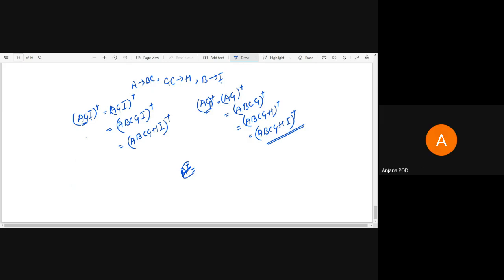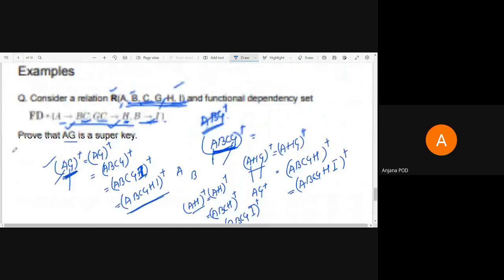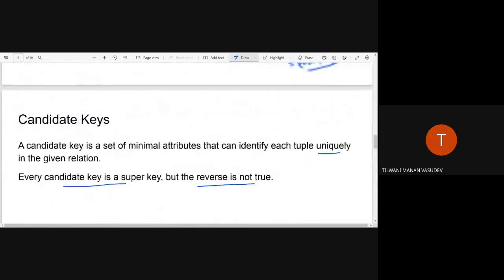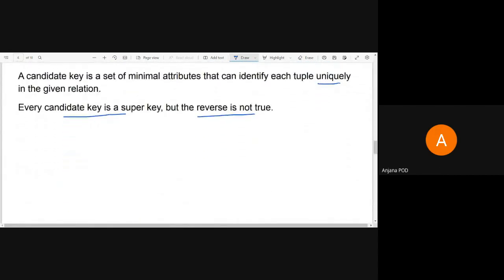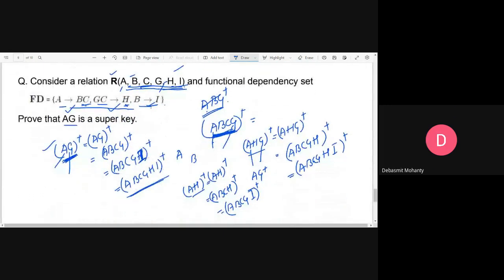Not all super keys are candidate keys, and not all candidate keys can be a primary key. Not every candidate key can be a super key, right? Just now we saw the example. Every candidate key cannot be a super key, right, because of closure. Got it, ma'am.